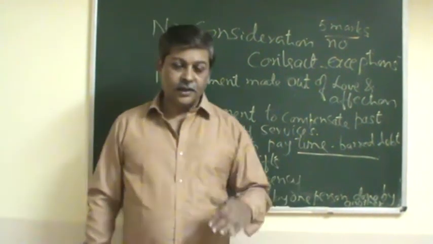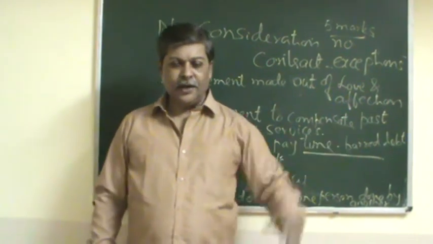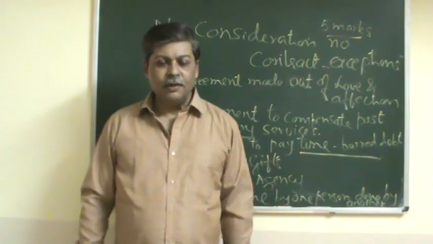Now what we find is the time barred debt has come. A has given a debt to B and 3 years have passed. So the debt has become time barred.